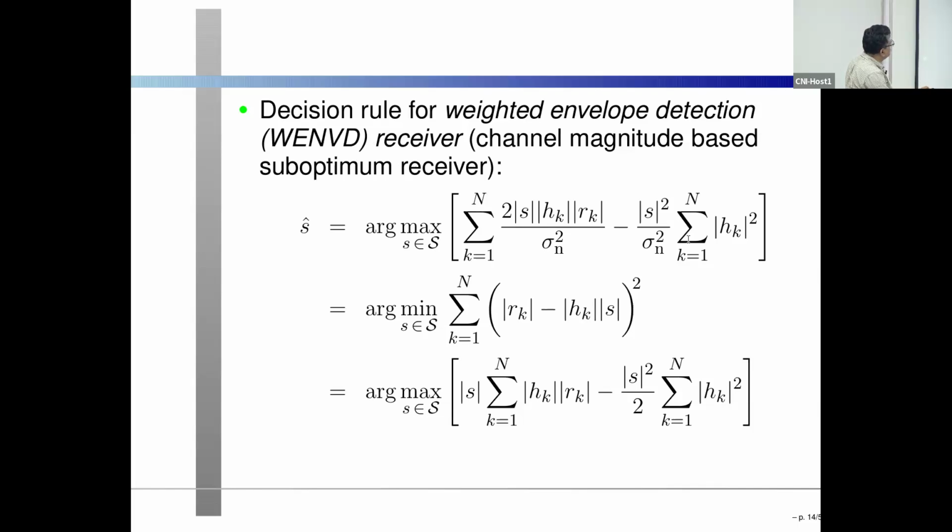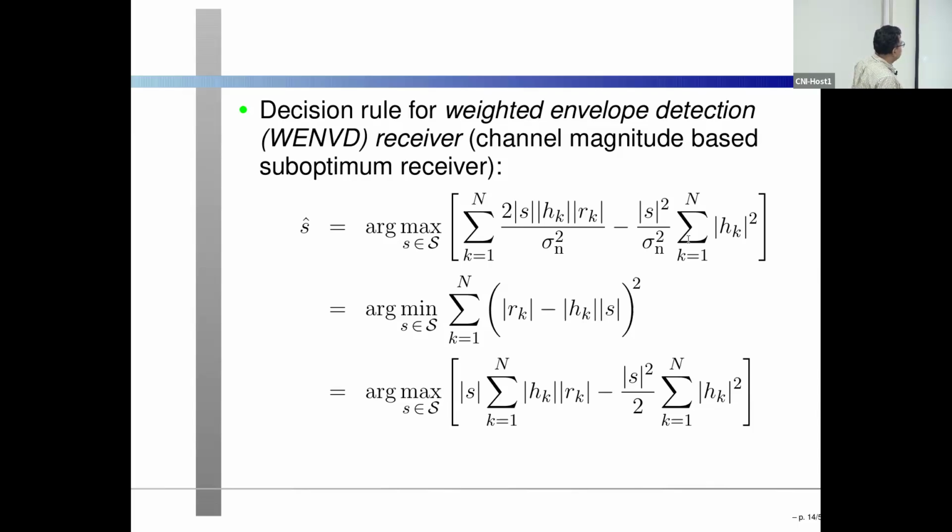This is the WENVD receiver. Okay, and then you can rewrite this like this. So it is basically mod of Rk minus mod of Hks. So it's like a least squares estimation, but you are estimating discrete things. You are trying to match mod of Rk with mod of Hks. In the absence of noise, you will have an exact match, right? Of course, provided that the S which is transmitted will give you this as 0 when noise is 0.